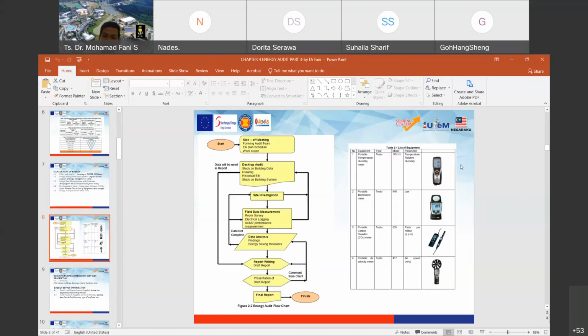Snap photos of the equipment that you use to measure, for example a temperature meter, or if you use your phone to measure the lux level, please take a photo to represent the measurement device. Otherwise, you can borrow other meters to measure, for example CO2 and other related parameters that you want to measure.